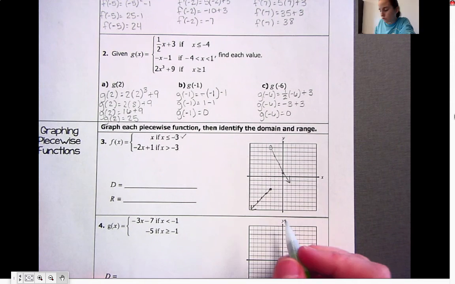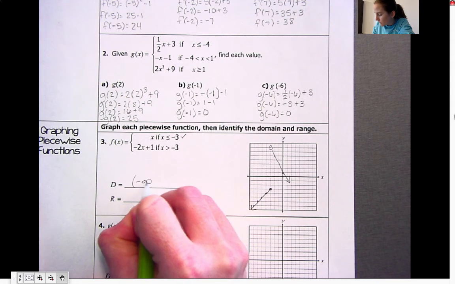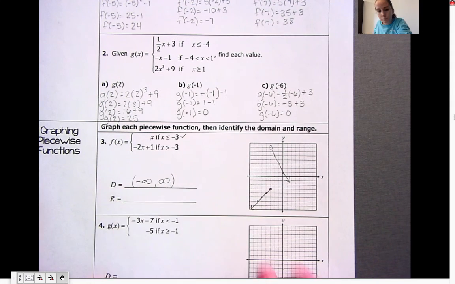Okay? So all of the values are used. You can either write all real numbers here, or you can write from negative infinity to infinity. Okay?